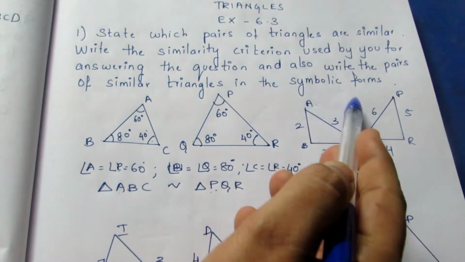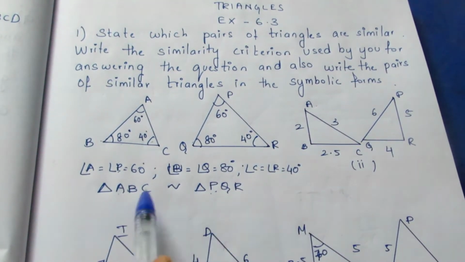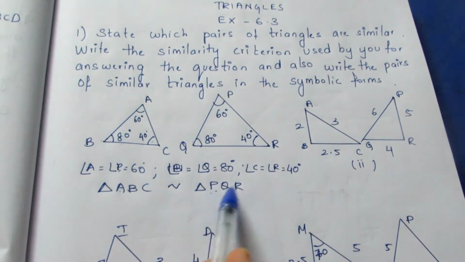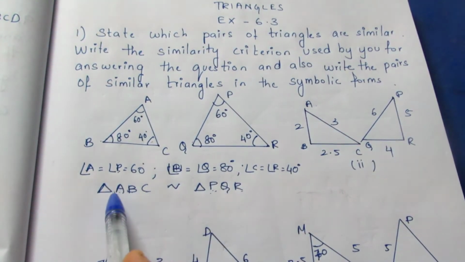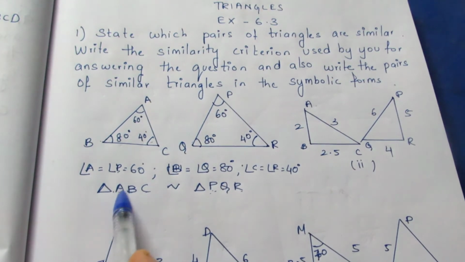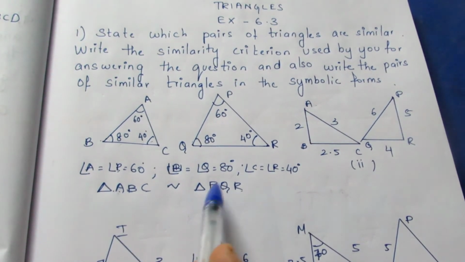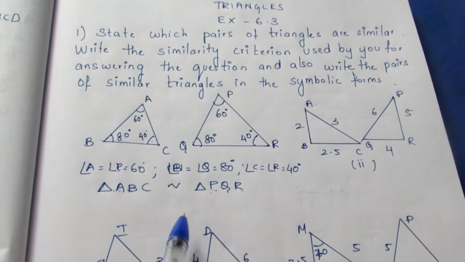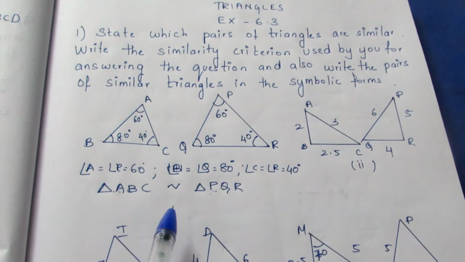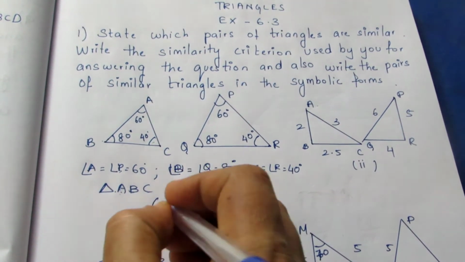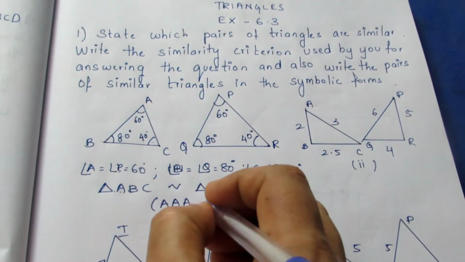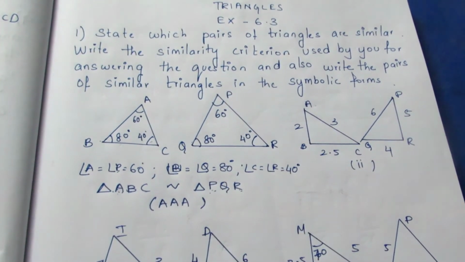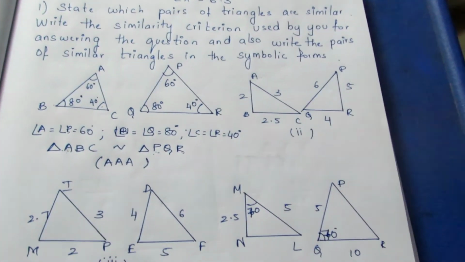Write all the symbolic forms: ABC is similar to PQR. In the same way, BCA is similar to QRP. First, second, then the second, third, then the first one means here also second, third, then the first one. BCA means QRP. Like that you can write the similarity in 3 forms. Now we have found the criterion here is AAA similarity. So in this first one it is AAA similarity.